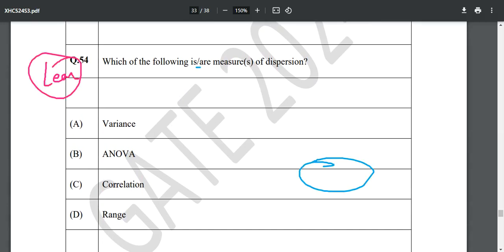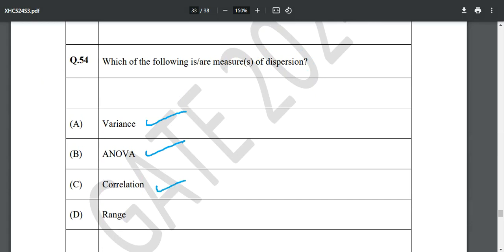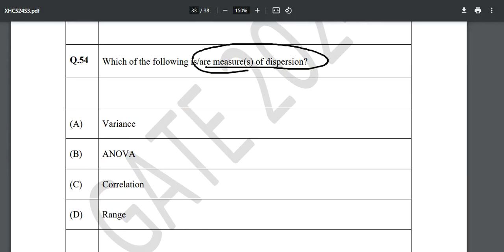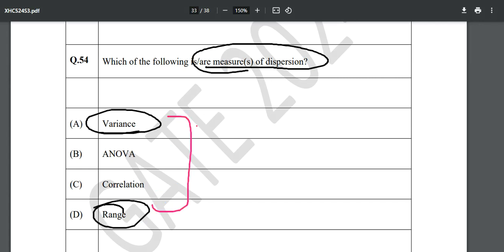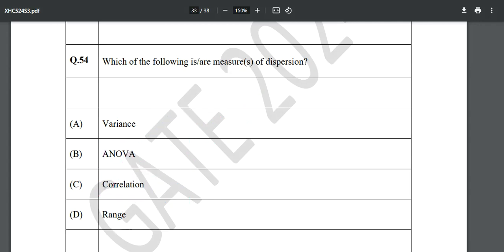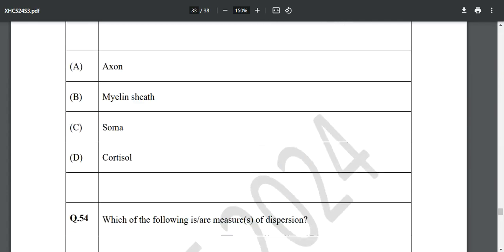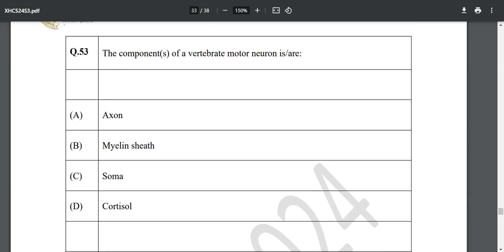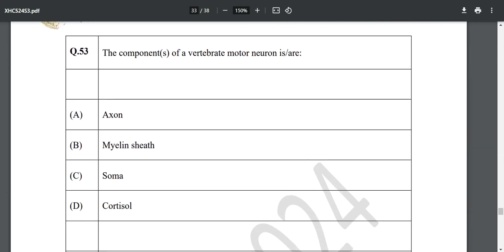Which of the following is a measure of dispersion? Variance, ANOVA, correlation, and range. This one is pretty easy. Variance and range are the measures of dispersion. ANOVA and correlation are not. The question is asking which of the following are measures of dispersion, so variance and range are the answers.